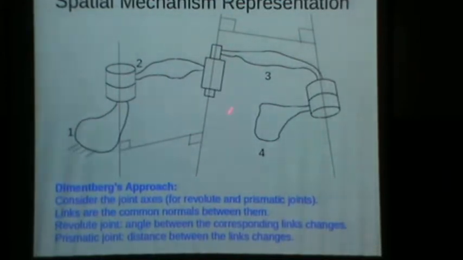Similarly, if it is a prismatic joint, these two cannot rotate with respect to each other. They can move along this axis with respect to each other. So the translation of this with respect to this along this axis will be the prismatic joint motion in the case of a prismatic joint. Okay? So we are simplifying things in this representation.